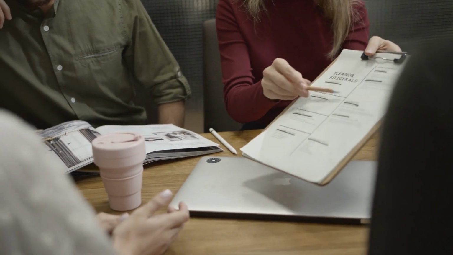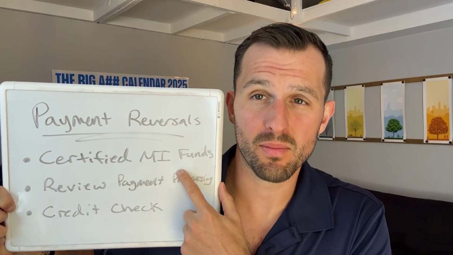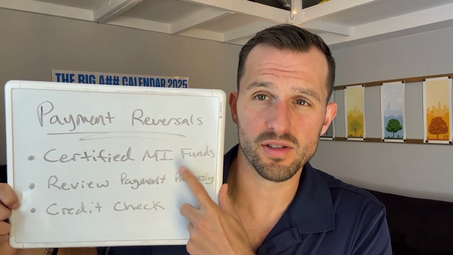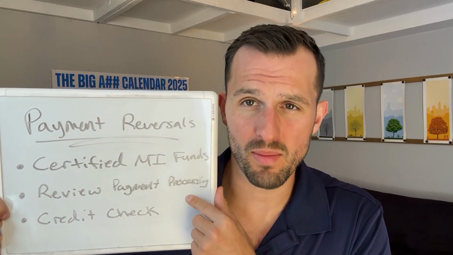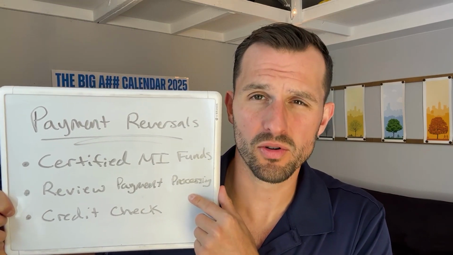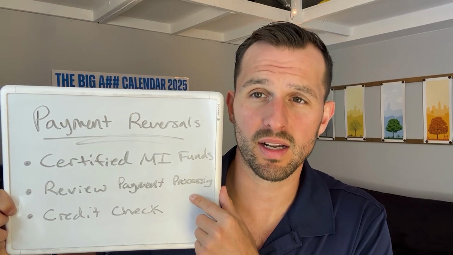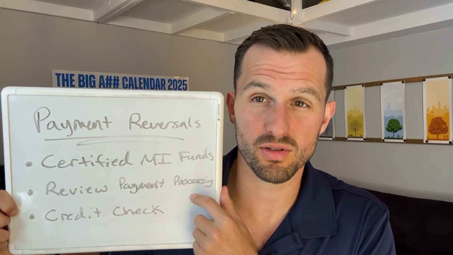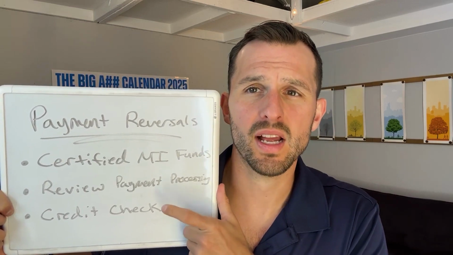Make sure you get certified funds from the tenant before they move into your property, especially if it's a quick move in. Get certified funds. Number 2, review your payment processing. Make sure that you understand what the process is like so you're not running around like a scalded dog when you've lost $2,000, $3,000, $4,000, $5,000, $6,000 in rent. And number 3, an ounce of prevention's worth a pound of cure, as they say.